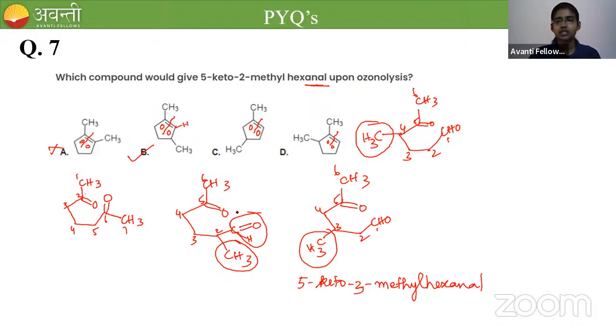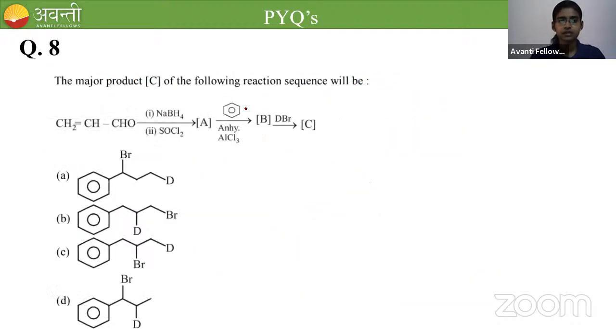Okay. Let's move on to question number 8. The major product C of the following reaction sequence will be.